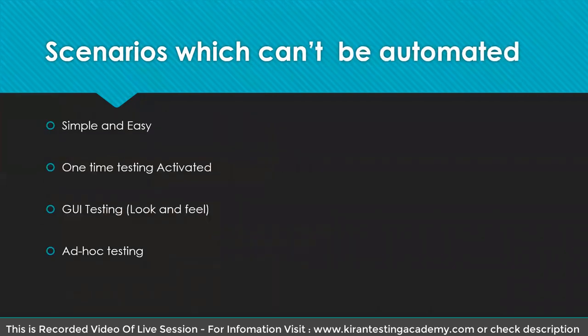Let us make it simple and easy. One-time testing activities, do it manually only. Automation can do it, but it will take a lot of time. That is not feasible, isn't it? You take 2 days to write an automation script and execute it. Rather than that, in hours you can write test cases and execute them. So obviously it is not possible.